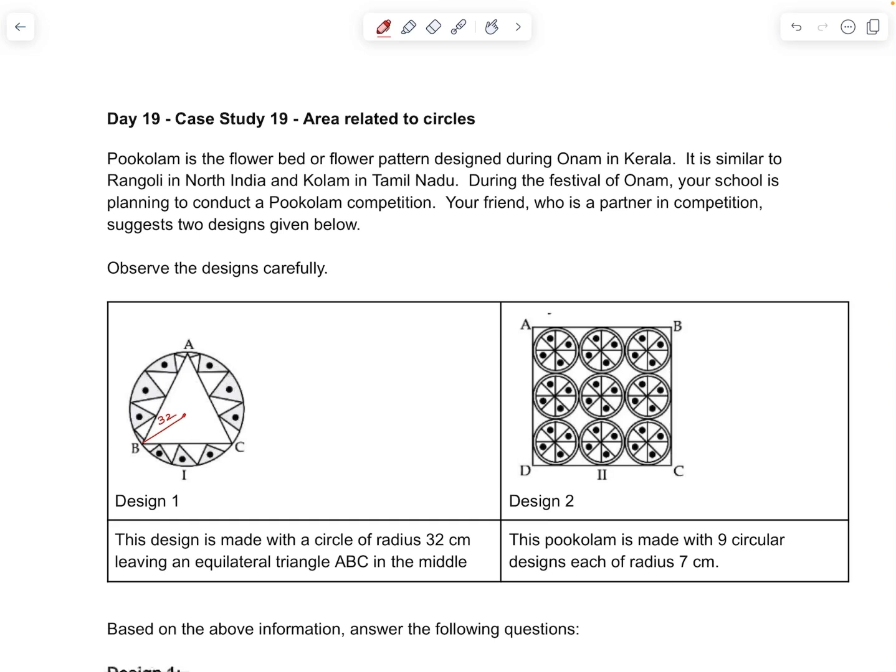The dimensions of the square is not given directly to us. We have to take the help of the circles to decide the side of the square. Now along the side AD, we can see 3 circles. The radius of one circle is 7 centimeter. Then the diameter of one circle becomes 2 times radius, which is 14. Because there are 3 circles, the side AD is equal to 3 times 14, which is 42 centimeter. That is, the side of the square is 42 centimeter.